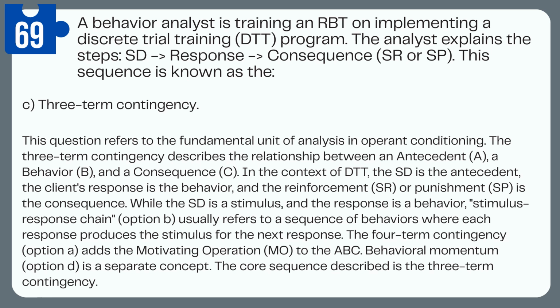While the SD is a stimulus and the response is a behavior, stimulus response chain, option B, usually refers to a sequence of behaviors where each response produces the stimulus for the next response. The four-term contingency, option A, adds the motivating operation, MO, to the ABC. Behavioral momentum, option D, is a separate concept. The core sequence described is the three-term contingency.